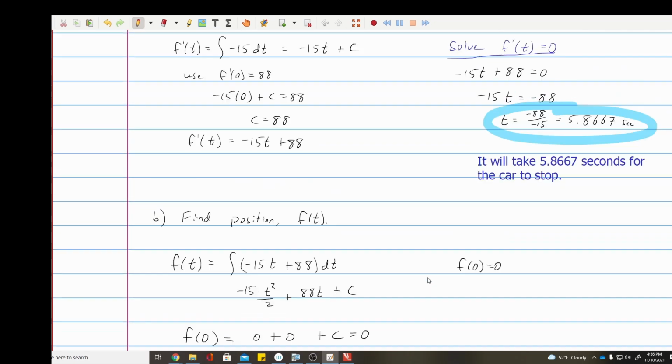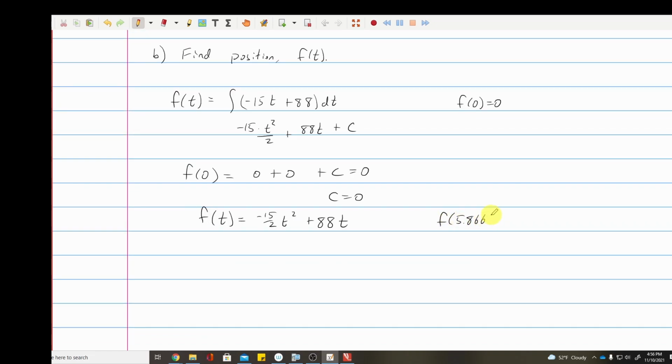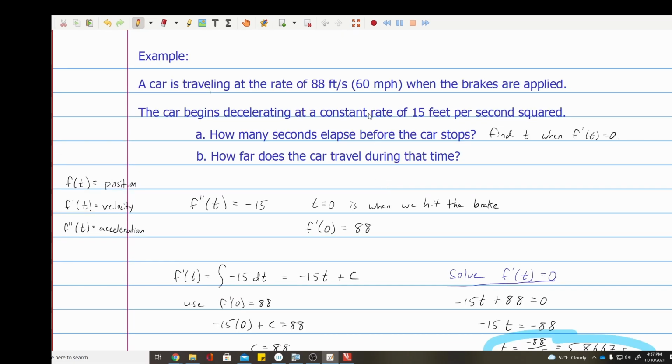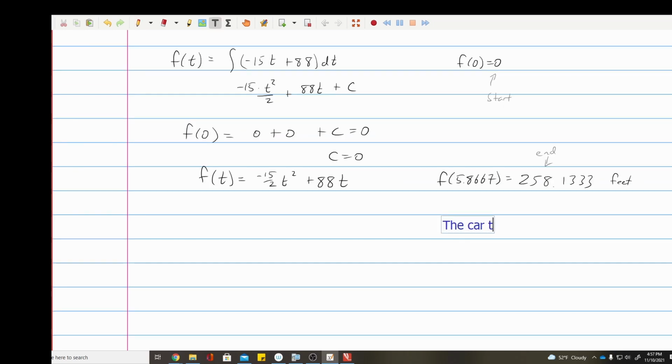And I want to know how far the car traveled in 5.8667 seconds, so I can find the position there. Plugging in, I get 258.1333. The units that we had from the beginning were in feet and seconds, so our distance measure is going to be in feet. Since we start at position 0 and we end at position 258.1333, we travel a distance of 258.133 feet. And that's how we solve initial value problems.